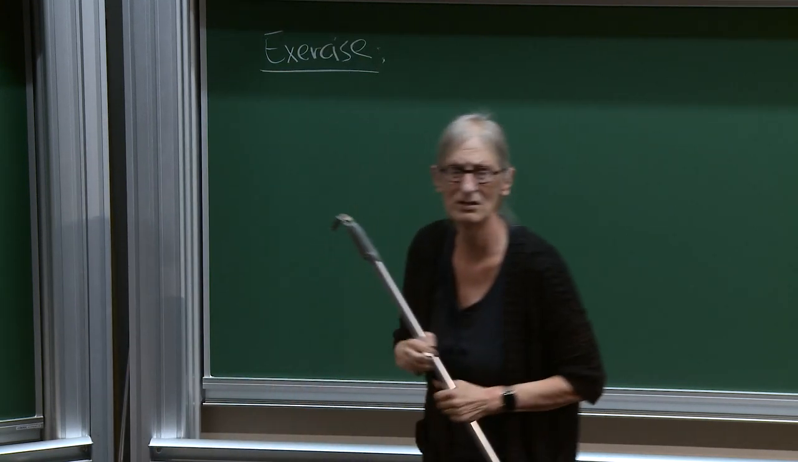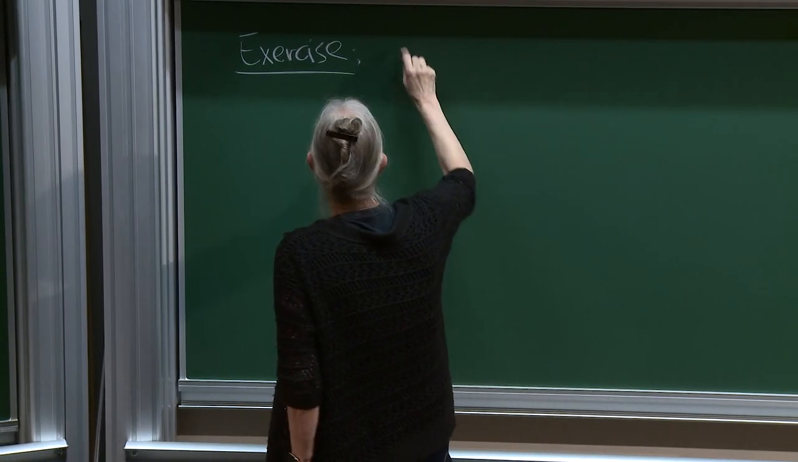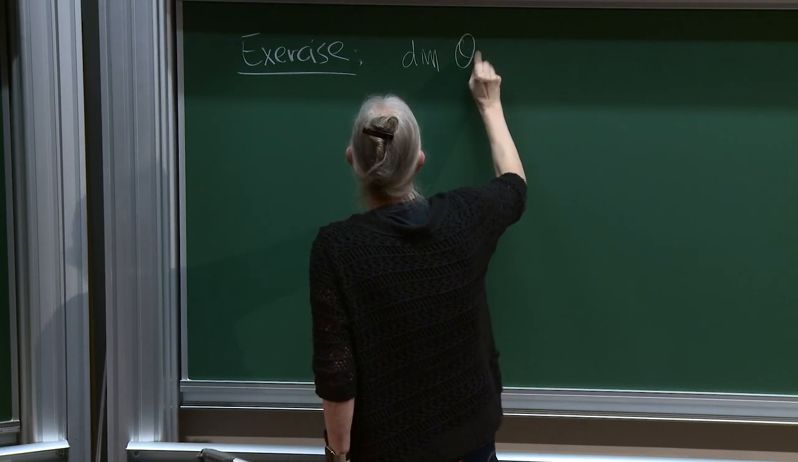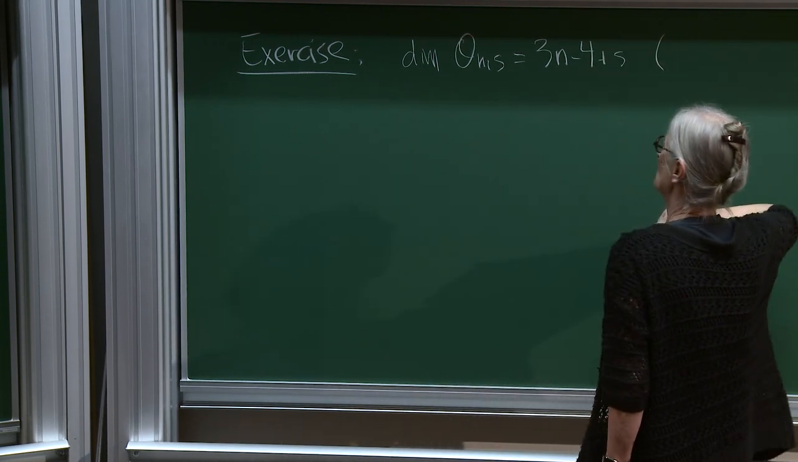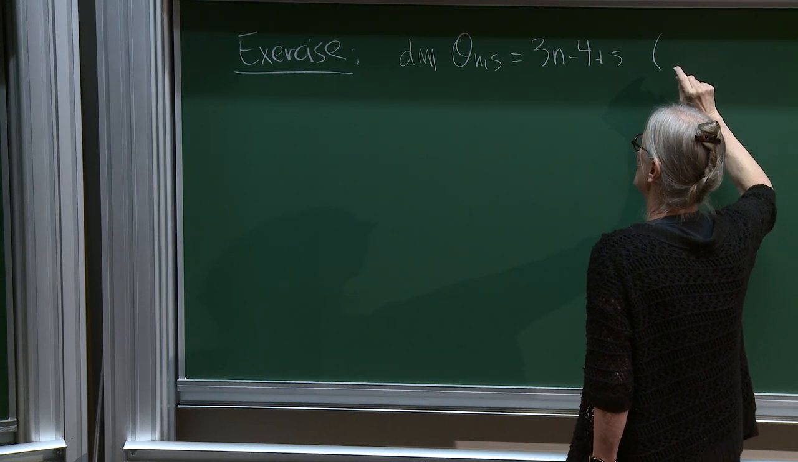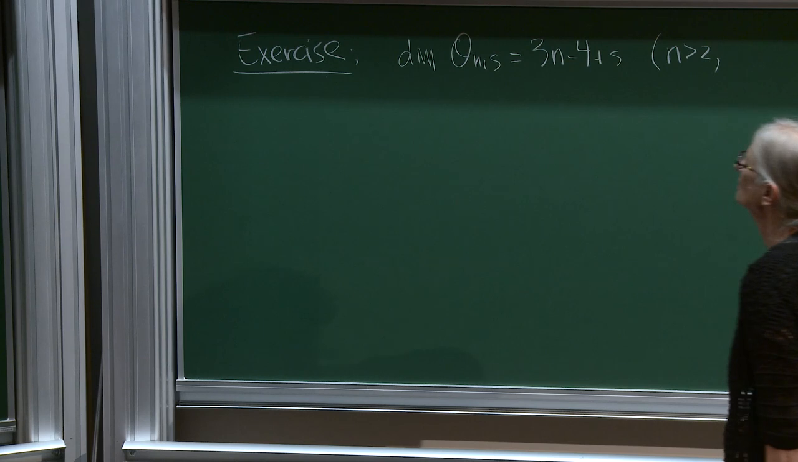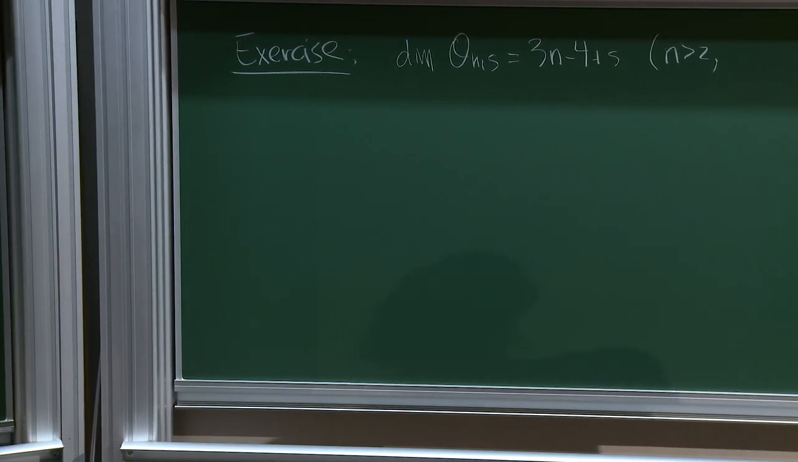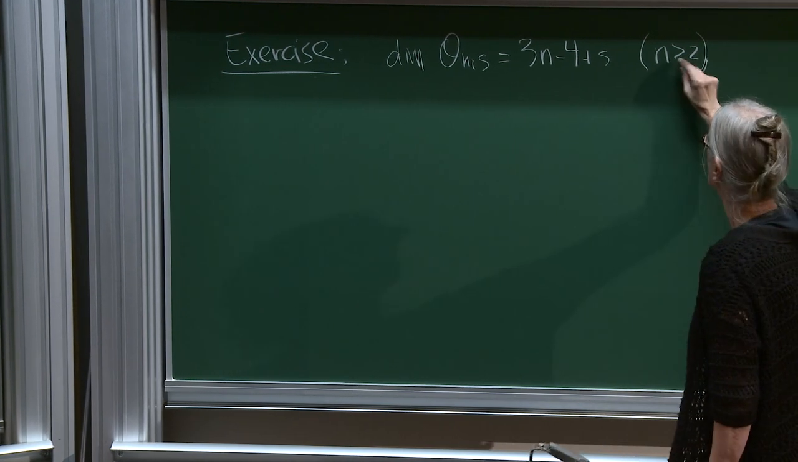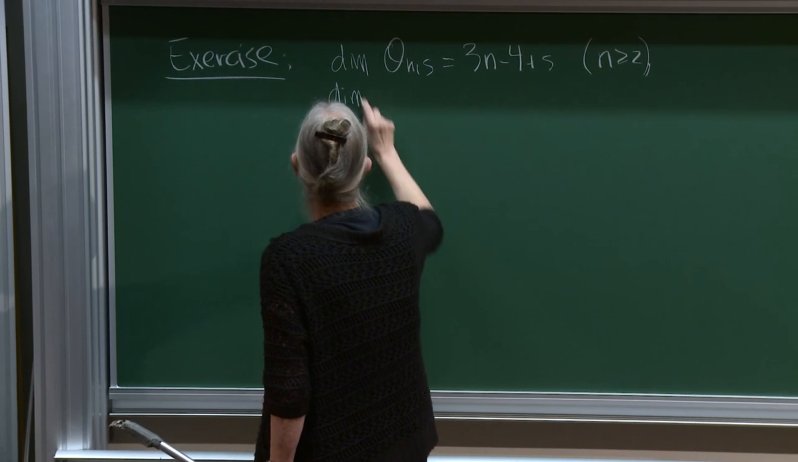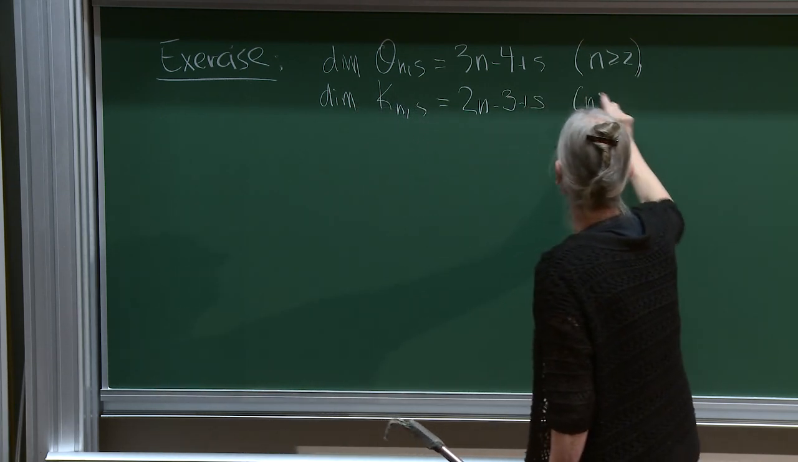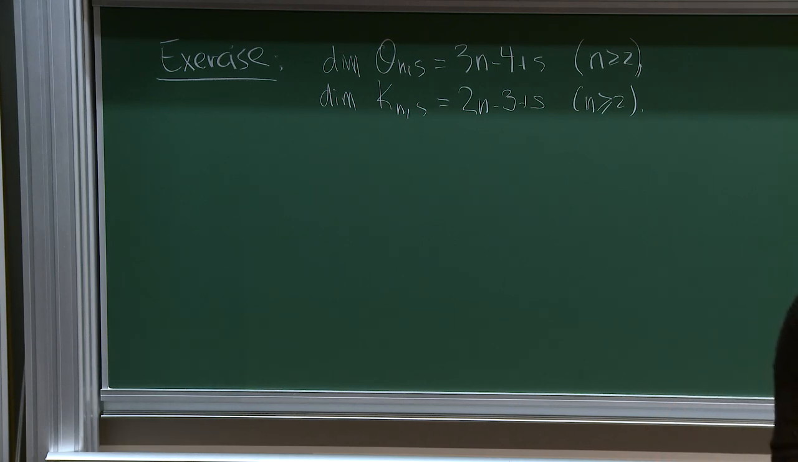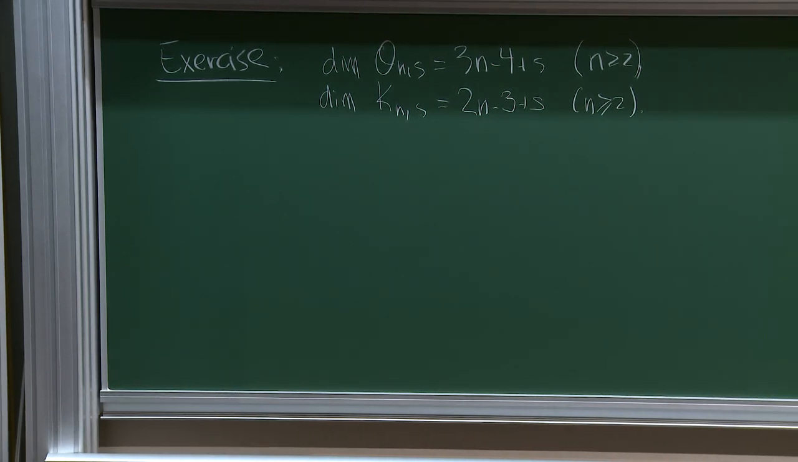Well, you already did the exercise computing the dimension of ONS. We had that the dimension of ONS is 3n minus 4 plus s, if n is at least 2. And the dimension of KNS is 2n minus 3 plus s, if n is at least 2. The answer is slightly different if n equals 0 or 1, and that's also part of the exercise.